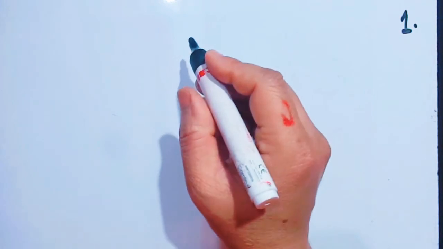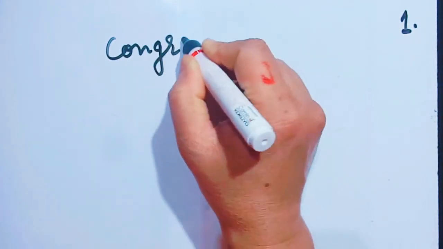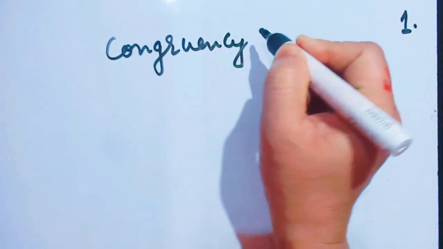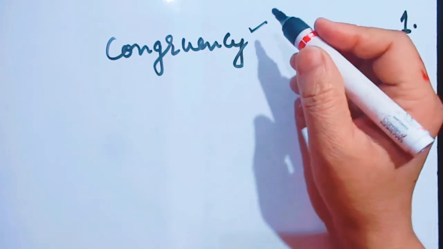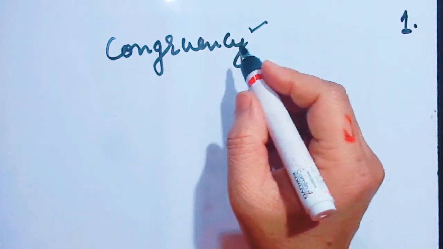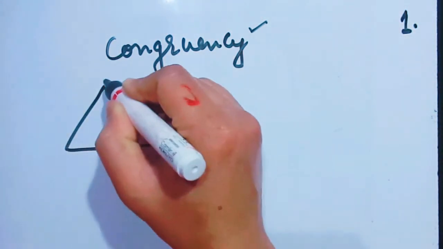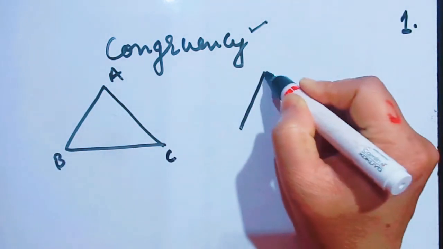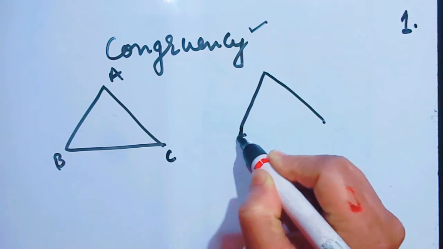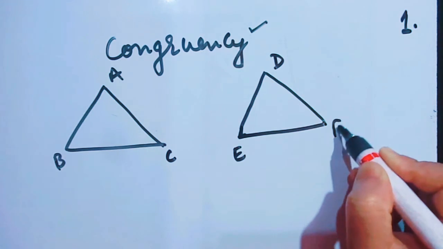Hello everybody. Today we shall be studying something special, and that is congruency. Now, what does this word congruency mean? Before I tell you the meaning of congruency, let us consider two triangles. This is one of the triangles, which is ABC, and this is another triangle which we are going to name DEF. Okay, so these are our two triangles.